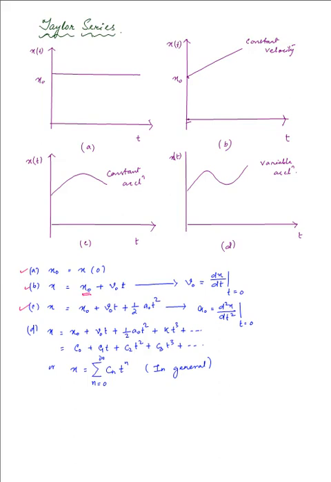Now consider the case of variable acceleration in figure D. In that case, you may have higher powers of time, and as a result there will be some constant multiplied to every power of time. For example, we start off with x naught multiplied by t to the power 0, because that is 1, followed by v naught, which is again a term, multiplied by t to the power 1. We have half a naught, which is again another term.